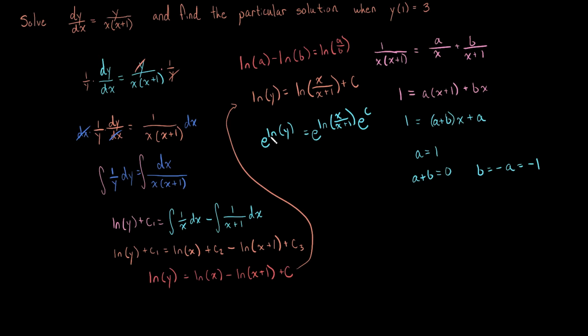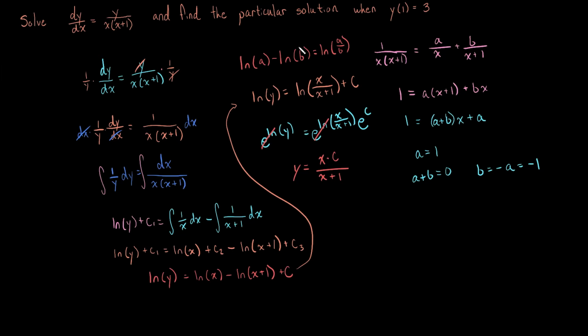From here, we can simplify a bit. Remember, e's exponentials and natural logs simplify. So we get y is equal to x times, well, e to the c is just c, so we can just write that as c again, over x plus 1.